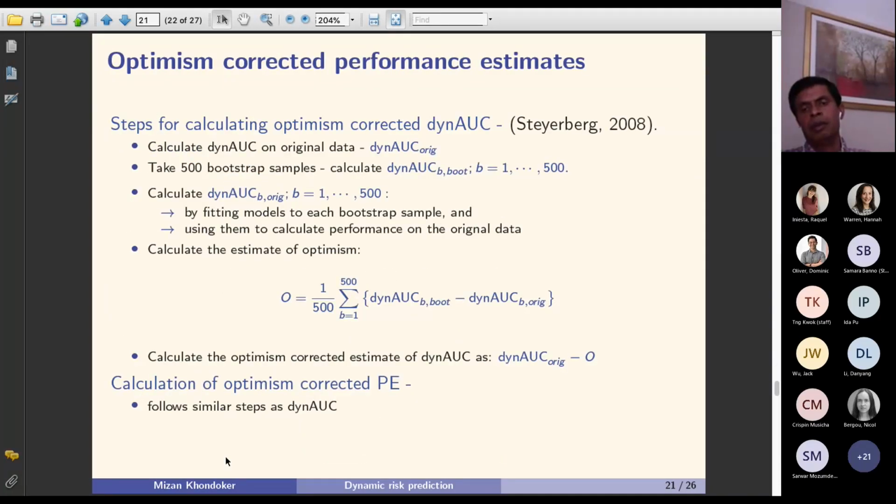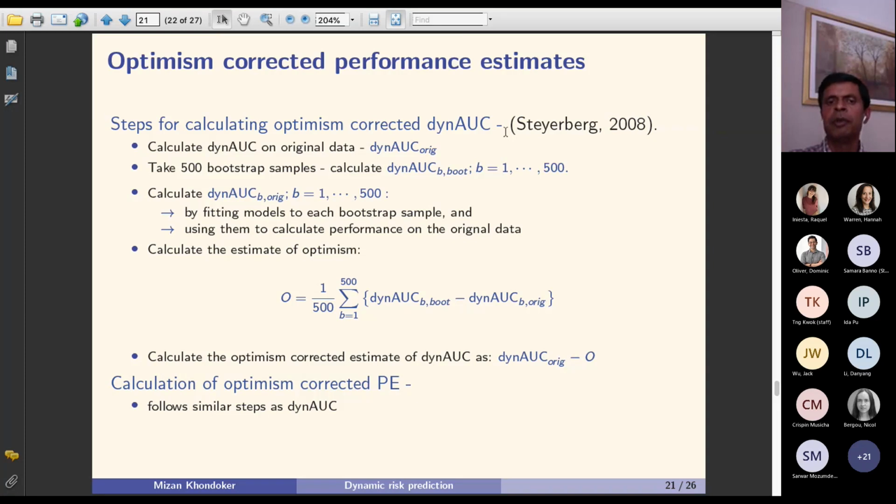And then I took 500 bootstrap samples and computed the optimism-corrected dynamic AUC for both models. The idea of the optimism correction is that, as most of you who are in machine learning may know, people use cross-validation. The reason is that if you fit the model on a data set and evaluate performance on the same data, you overestimate the performance. This is the point of optimism correction.